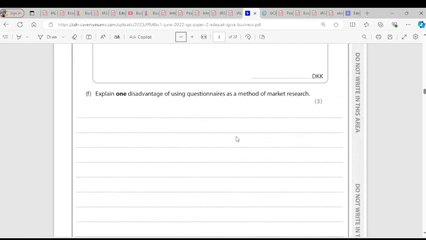Question F. Explain one disadvantage of using questionnaires as a method of market research. A questionnaire is primary market research. It means questions are written which respondents have to answer. The problem about using questionnaires is that if the questions are too long, respondents might not answer the questions, and if they do, they might not give true answers to those questions. We go to G.